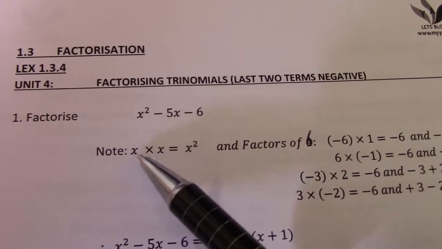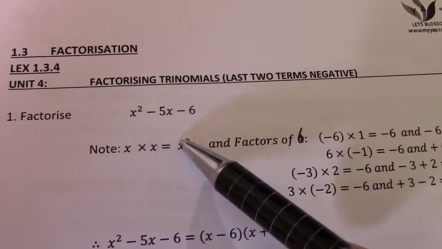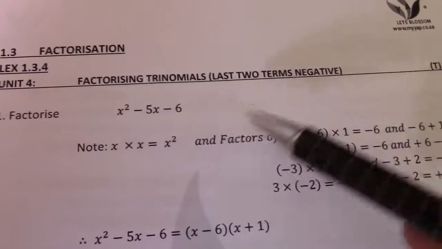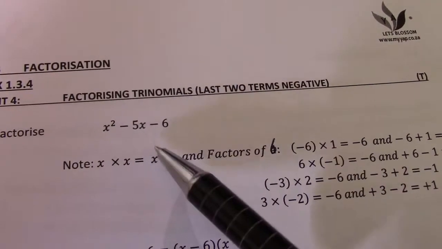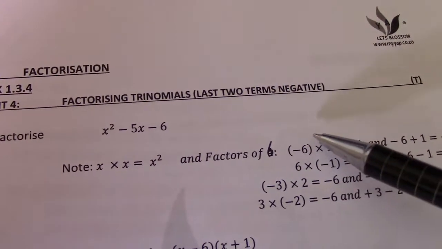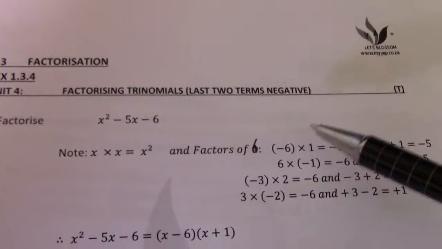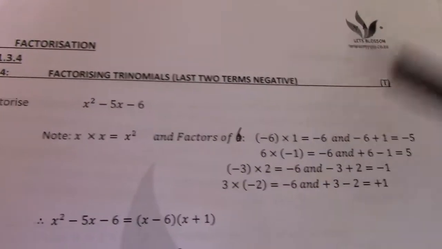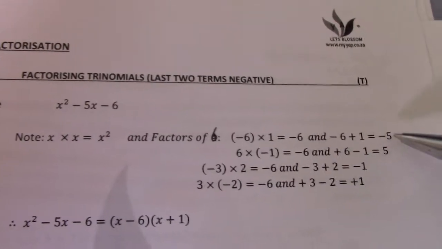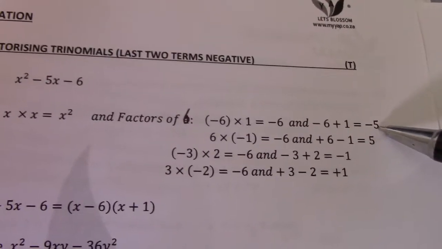Again, x squared can be expressed as x times x. Now look at the factors of 6. That value is negative 6, so whenever we multiply now, one term must be negative and the other one must be positive. So there, as you can see, minus 6 times 1 would give me minus 6. Minus 6 plus 1 equals minus 5.